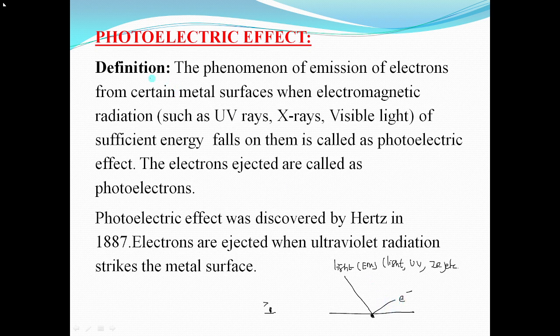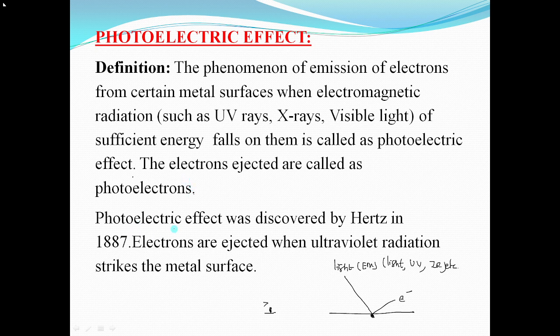Now, if we want to define the photoelectric effect, the definition is: the phenomenon of emission of electrons from certain metal surfaces when electromagnetic radiations such as ultraviolet rays, X-rays, visible light of sufficient energy fall on metal surfaces. What happens? The electrons get ejected. This is called the photoelectric effect, and the electrons ejected are called photoelectrons.